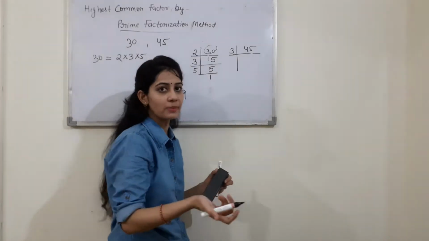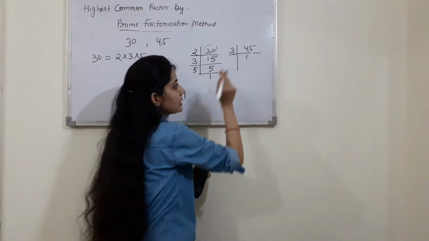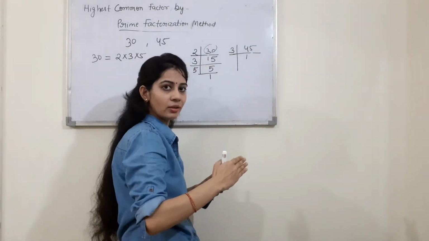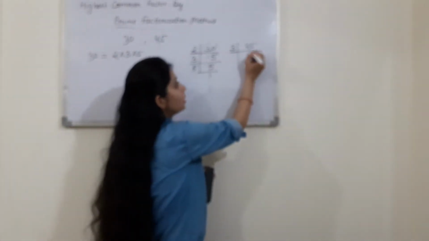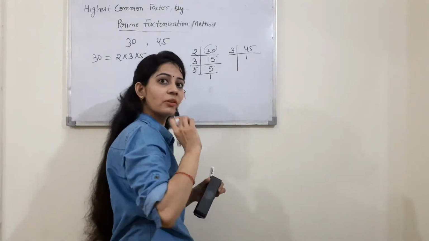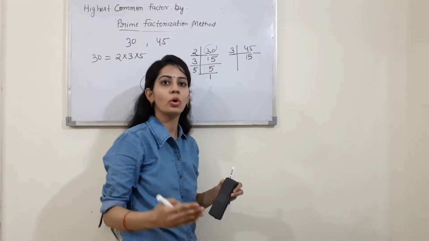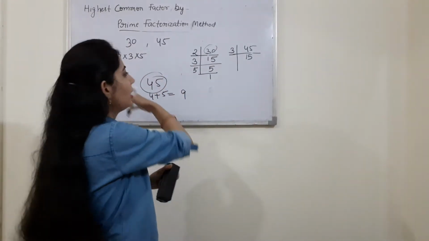Now how many times will it go in 45? 3 times 1 is 3, okay? So 4 minus 3 will be 1, then 5 is carried forward. So 15 will be there, and we know in the table of 3, 15 comes 5 times. You can do it orally when you start practicing, so you need not divide it like this.